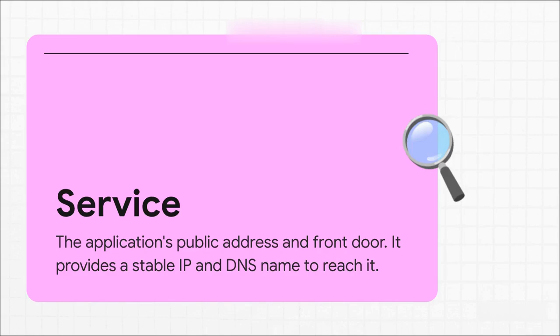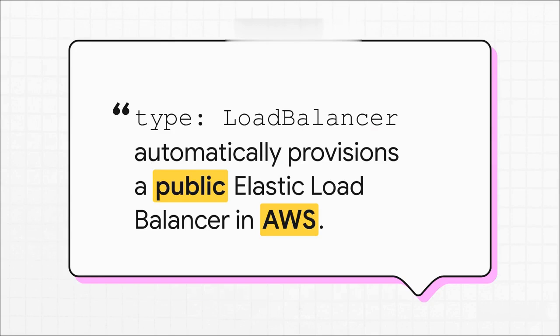Okay, so our app's running, but how does anyone actually reach it? That's where our second blueprint comes in, the service. If the deployment is the brain, the service is the application's public address and its front door. It creates one stable network endpoint that sends traffic to our running app, no matter where it is in the cluster.